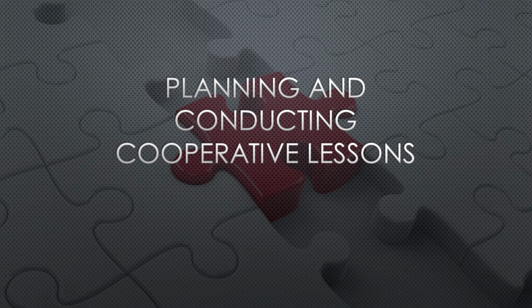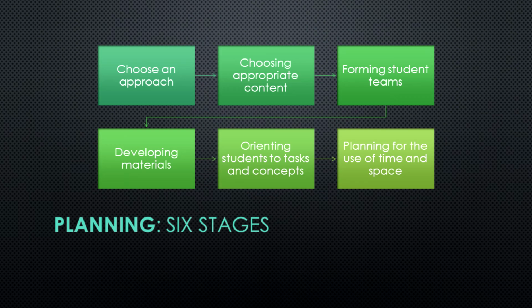All right, let's talk about planning and conducting cooperative lessons. When planning a cooperative learning lesson, there are 6 stages: choosing an approach, choosing appropriate content, forming student teams, developing materials, orienting students to tasks and roles, and planning for the use of time and space.